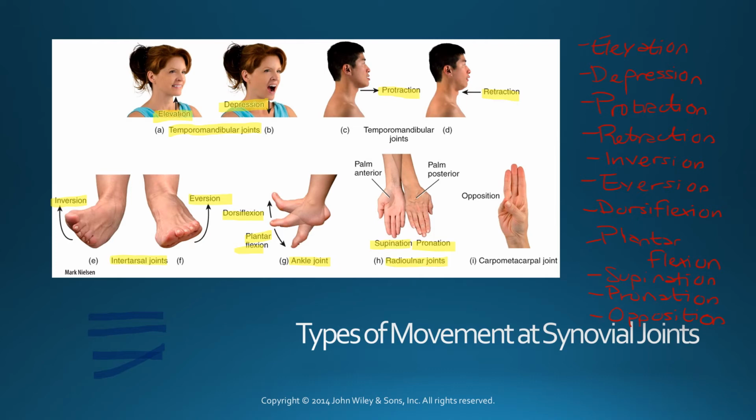The last special movement is opposition. This is a movement of the thumb at the carpometacarpal joint, and this is where the thumb moves across the palm to touch the tips of the fingers on the same hand, so to touch the pinky.